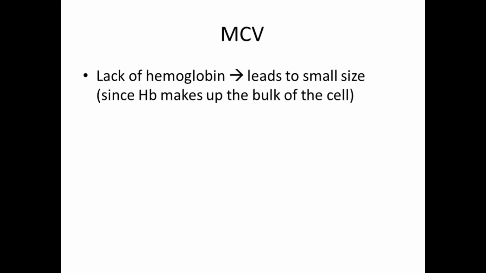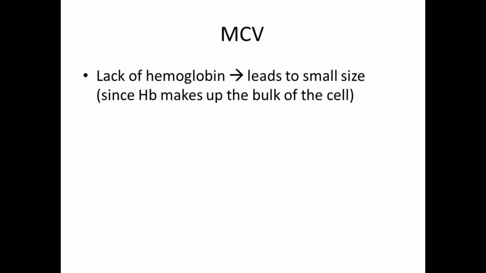Mean corpuscular volume. Lack of hemoglobin leads to small size. Right? I highlight this because you'll see questions, especially on the short answer, that will ask you to interpret a case. Very similar to the cases that you've seen in the anemia lab, but the questions will be, can you please explain why they look the way they do? So not just iron deficiency anemia, but why? Why does the iron being less change the cell size?